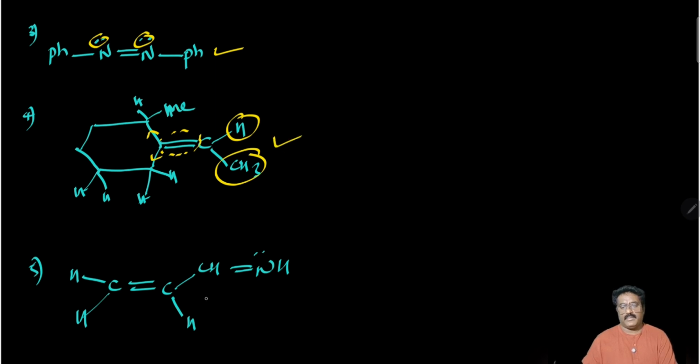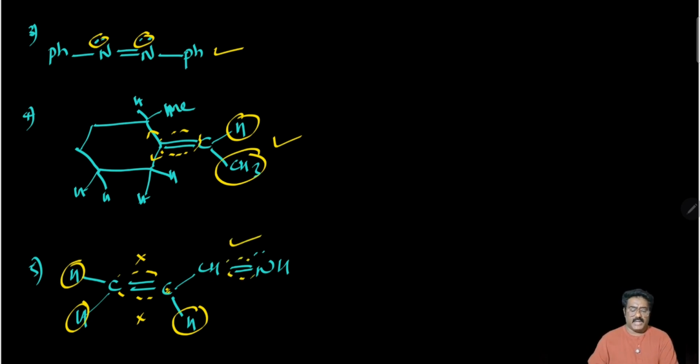Have a look at this. Carbon double bonded, restricted rotation, it has hydrogen, hydrogen, hydrogen, hydrogen. This can't show GI, but this CH double bond NH can show GI. Yes, it can show GI.